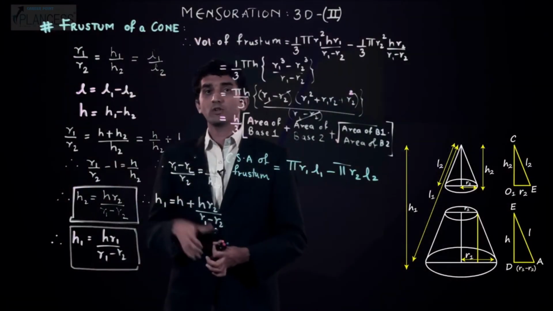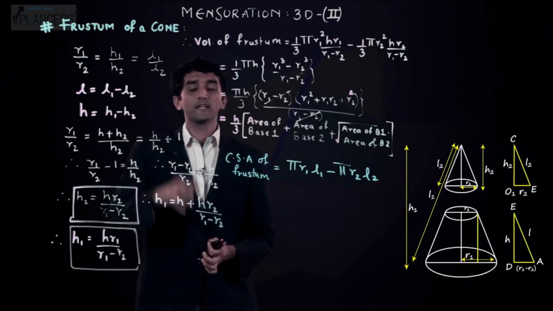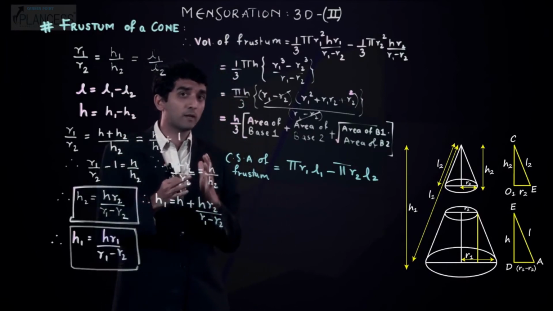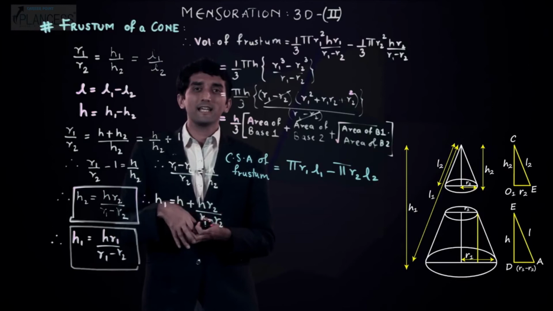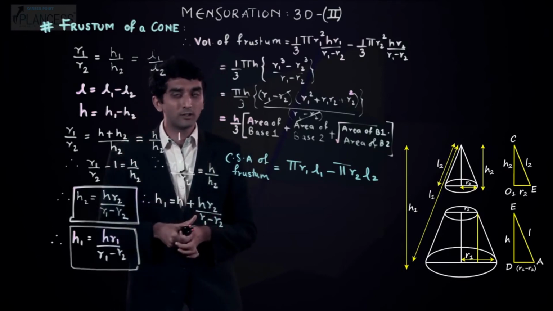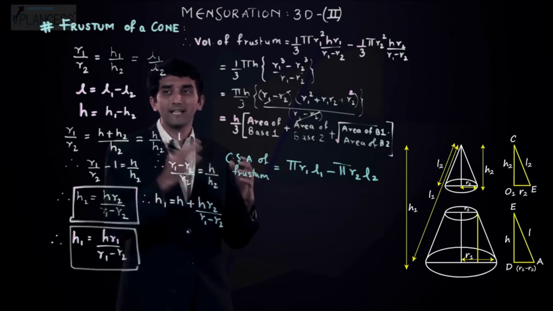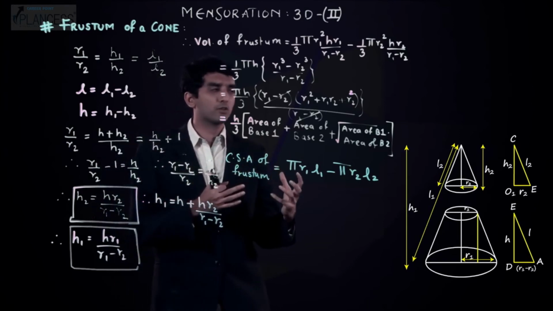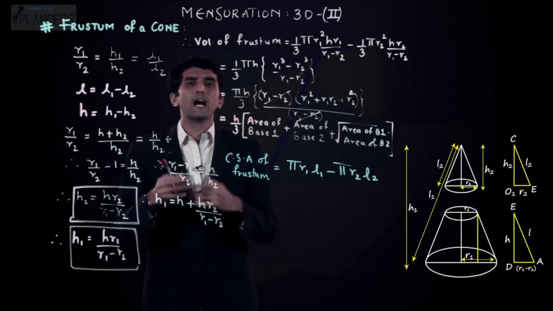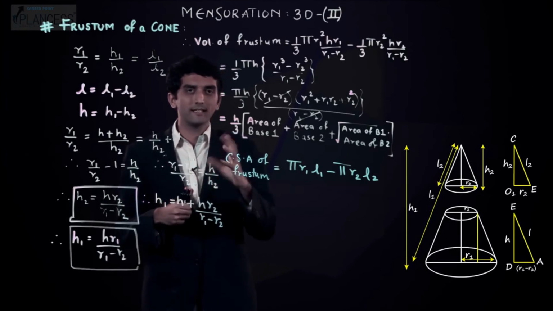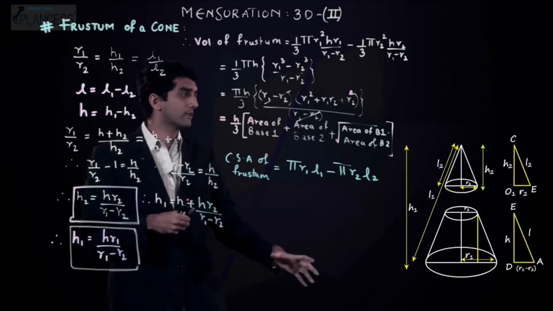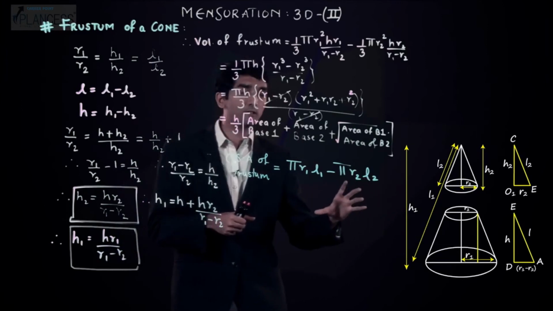So the slant height of this particular cone is L1 minus L2, but there is one more very important thing: again L1 and L2 are the two things which won't be given to us in the frustum, because L1 and L2 are not a direct part of the frustum. So in that case, how should we find out the slant height? Let's again go back to the original figure.